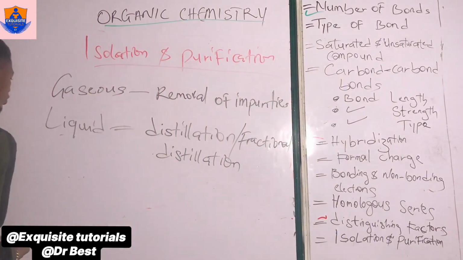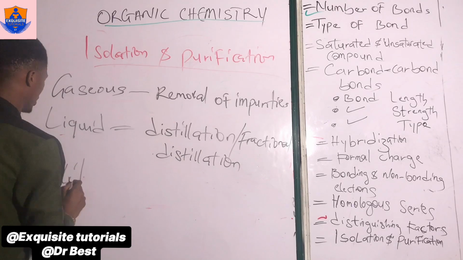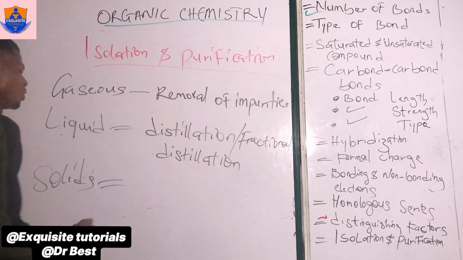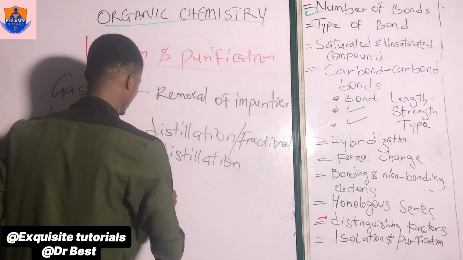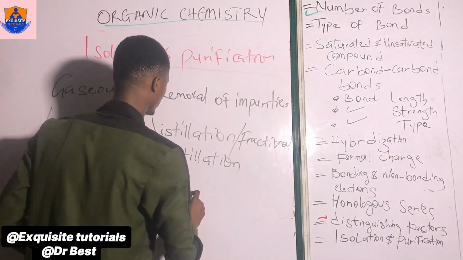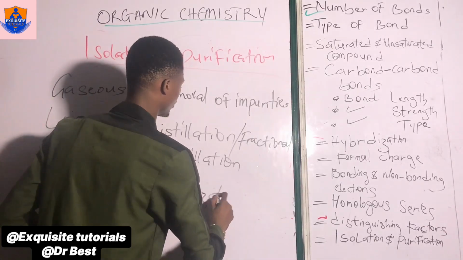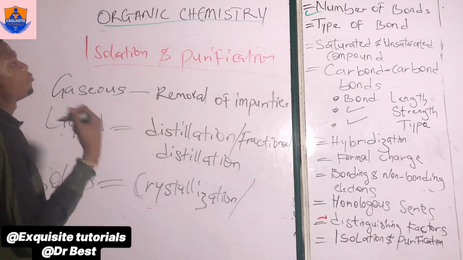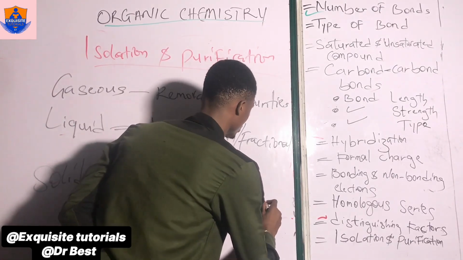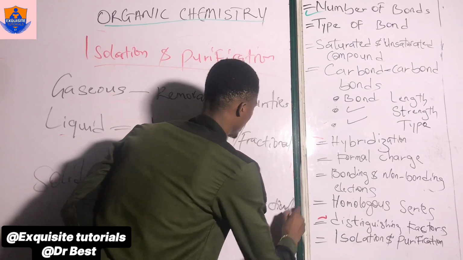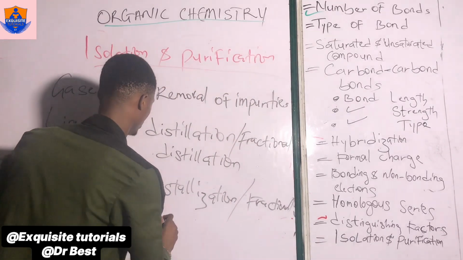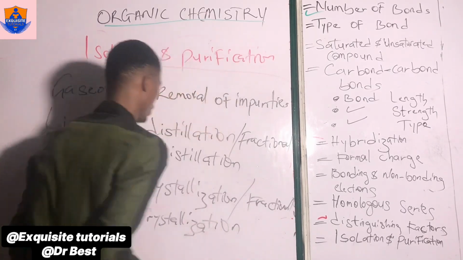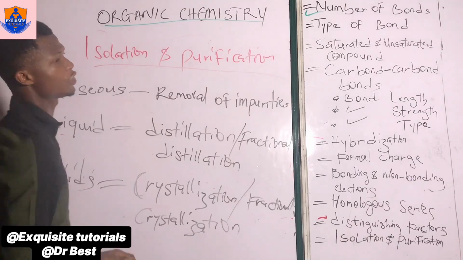For solid organic compounds, the method of purification or isolation of solid organic compound is by crystallization. And just like liquid organic compounds, when you have more than 2 solid compounds, you use fractional crystallization. So this is all about this video on organic chemistry.